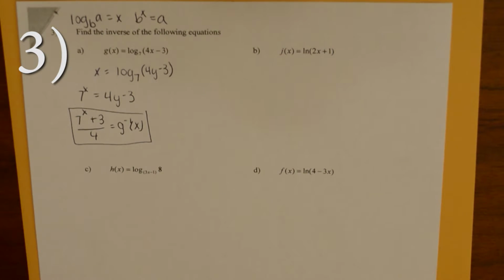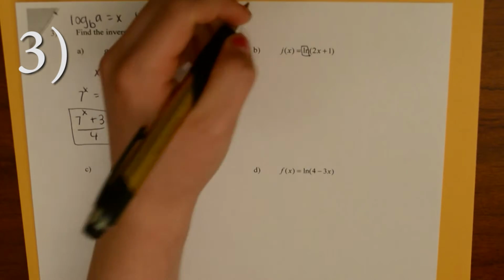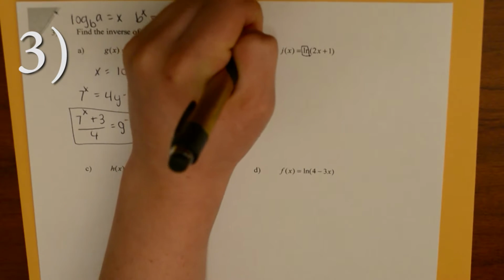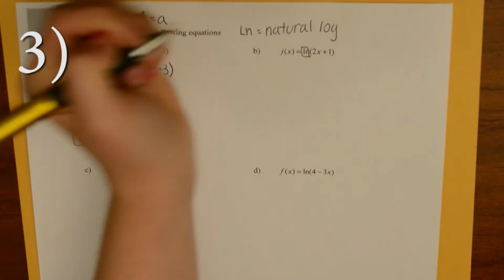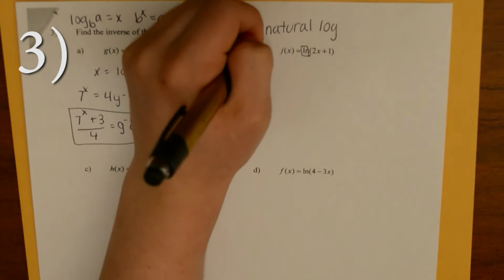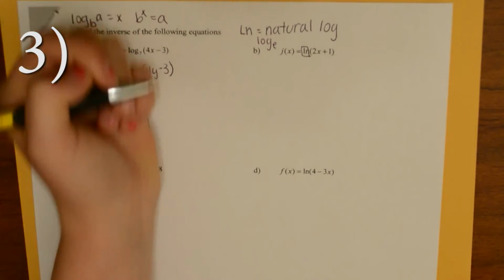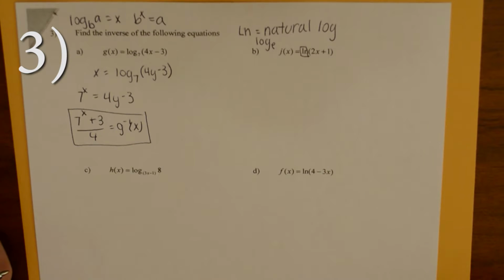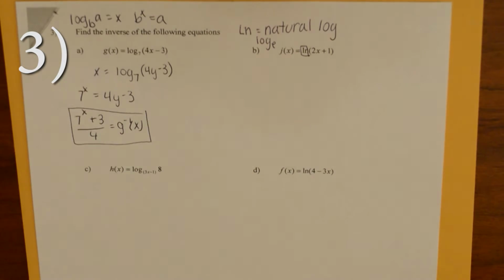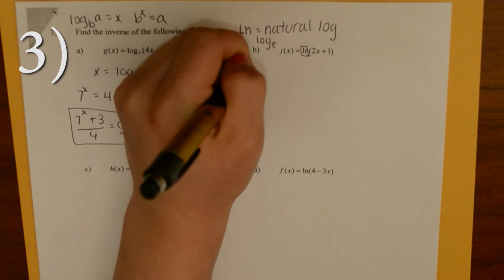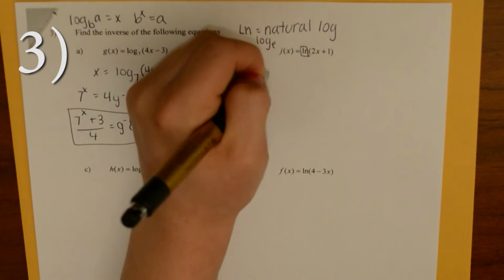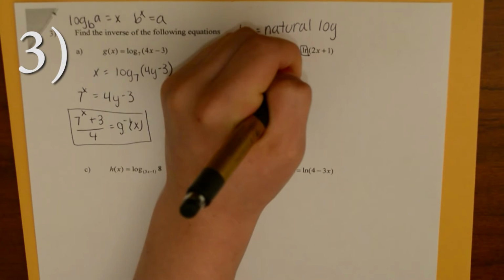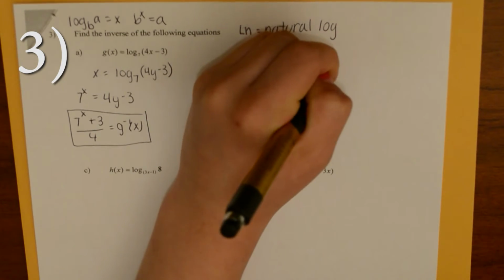So b has something a little bit different. It says ln. This ln means natural log. ln is basically a fancy way of saying the log with a base of e. E can be found on your calculator, but we're just going to use it today as a symbol. So you're going to swap out the x's with the y's and the y's with the x's just like normal by saying x equals natural log base e of 2y plus 1.